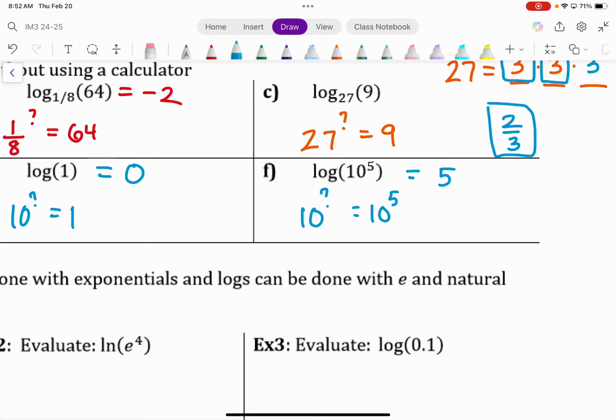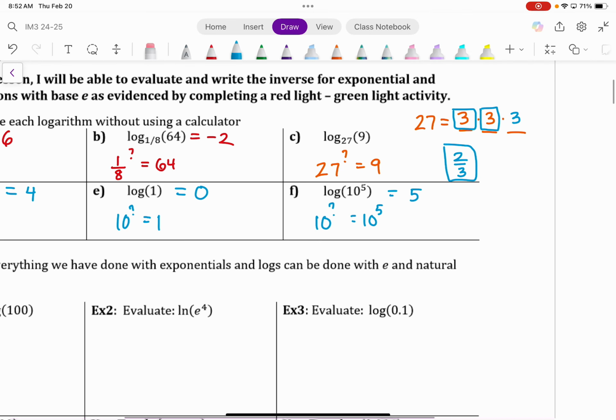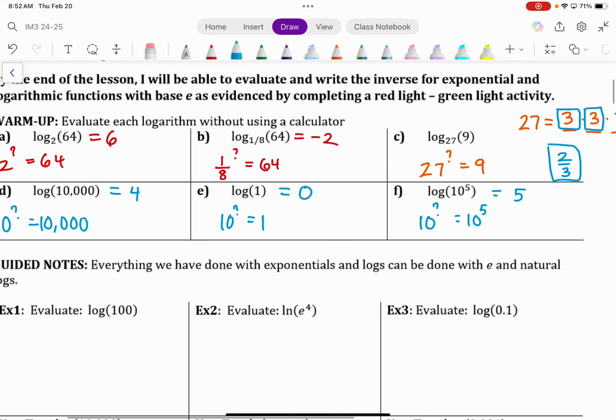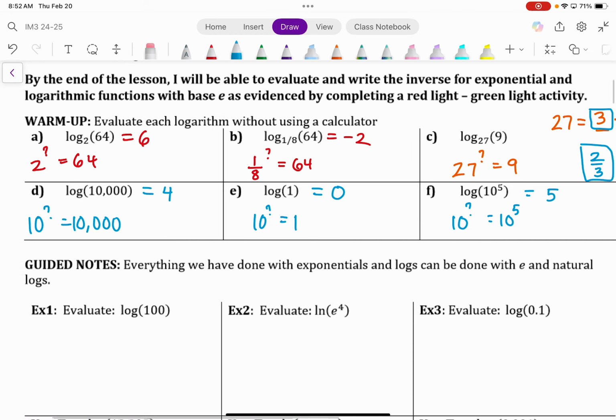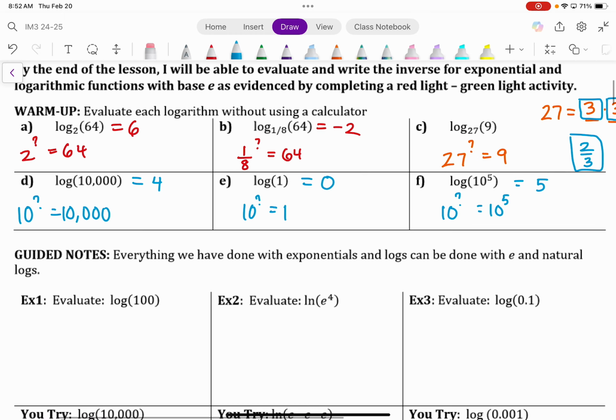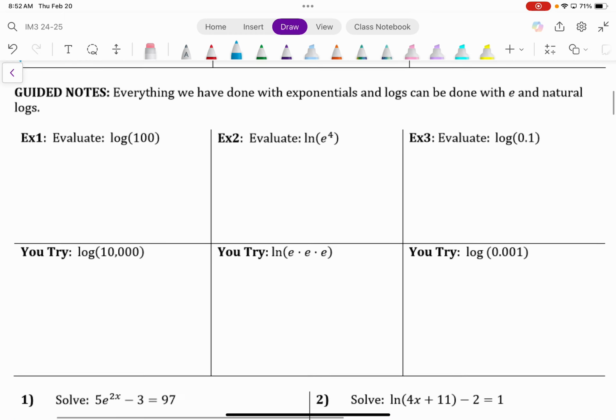Okay. All right. Do you have any questions so far? Everything except for problem C is stuff that you should feel comfortable with and should be able to do with minimal help. Okay. All right. Let's look at some guided notes now.